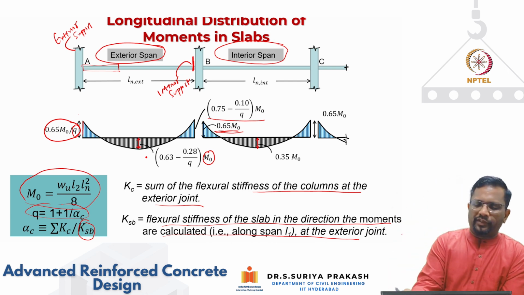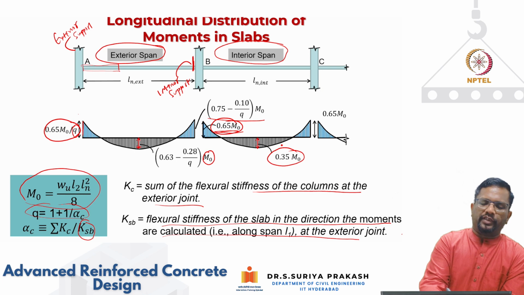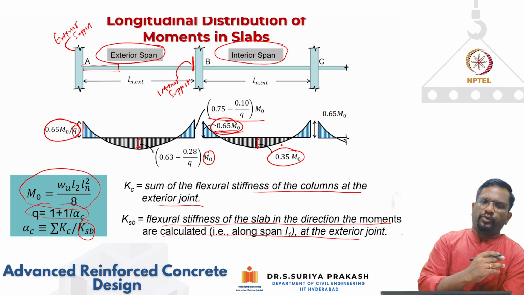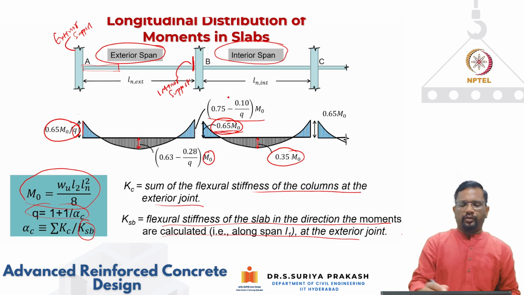Now, for the interior support, it is very clear. It is going to be 0.65 M naught and positive moment is going to be 0.35 times M naught. Only for the exterior span, you have to consider the exterior support moment, the exterior span mid-span positive moment, and the exterior span interior support moment. So these are the moments that we consider.